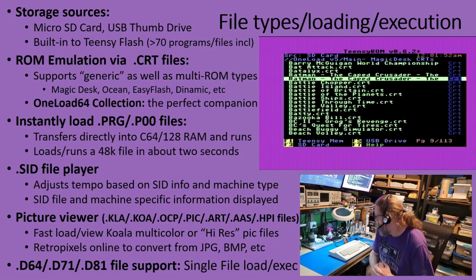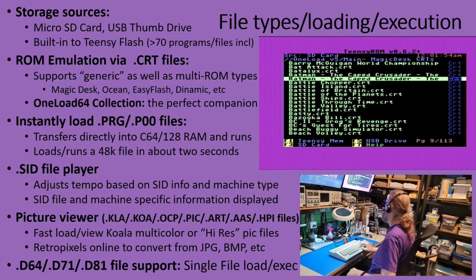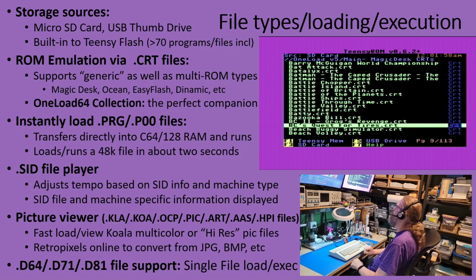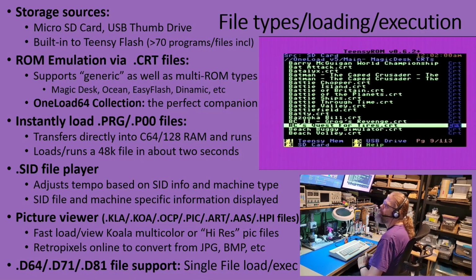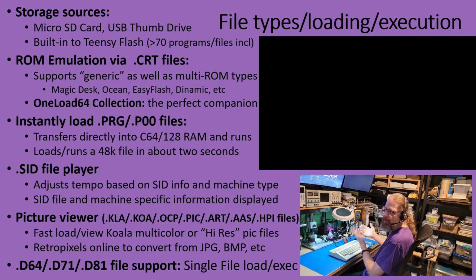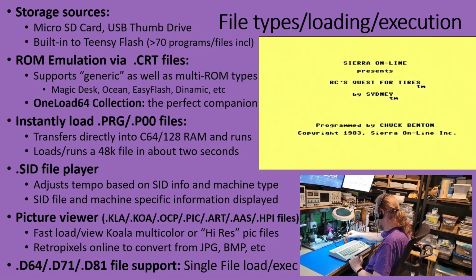Let's start off by looking at ROM emulation via CRT files. With this, I always like to mention our friend StatMat's OneLoad64 collection, which has over 2,000 games just made for one-load cartridges like this. So if we select one in the list here, hit return, and it's immediately running. It doesn't have to load any data into the RAM of the C64. It just emulates the cartridge, issues a reset, and we're off and running.